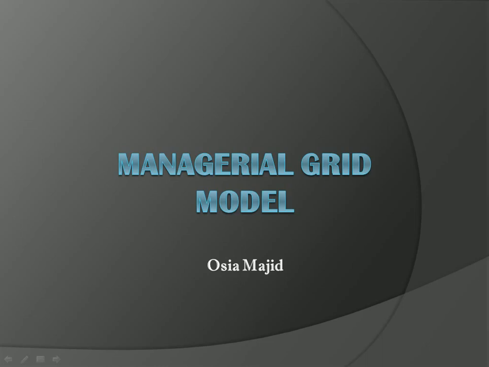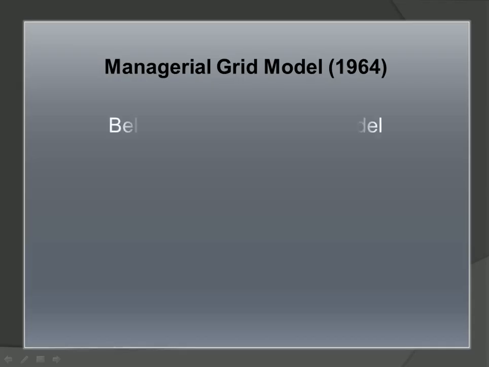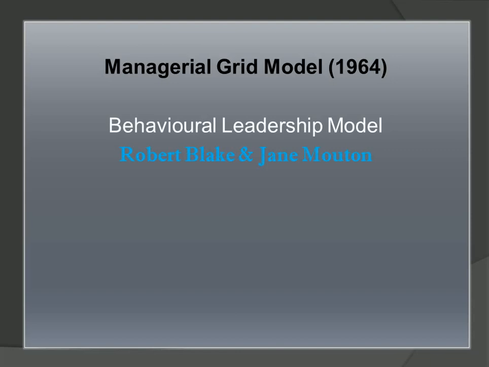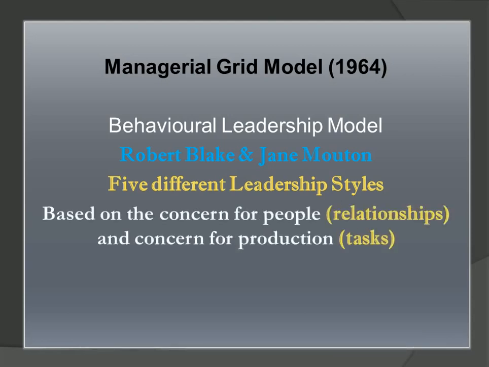In this particular video, we'll be talking about the managerial grid model, and it's one of the famous models used in leadership. So, let's try to understand what this model is all about. Basically, it's a behavioral leadership model, and it was produced by Robert Blake and Jane Mouton in 1964. This model identifies 5 different leadership styles based on the concern for people and the concern for production. So basically, this model is based on 2 dimensions: one is concern for people, and another is concern for production. Here, relationships is an alternate word given to people in this model, and tasks is an alternate word used for production.